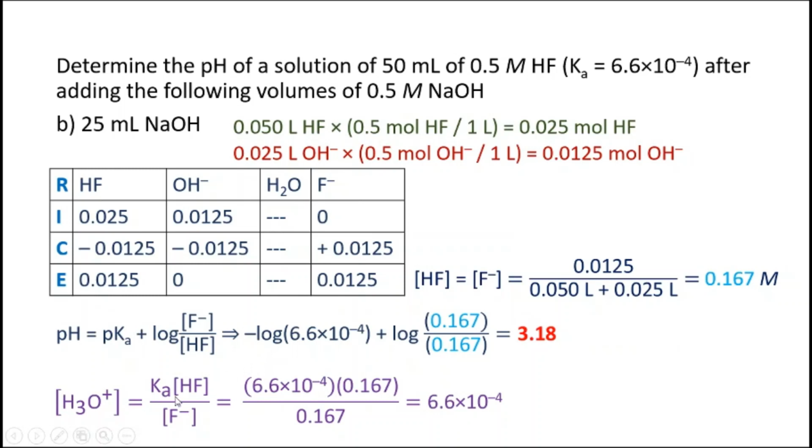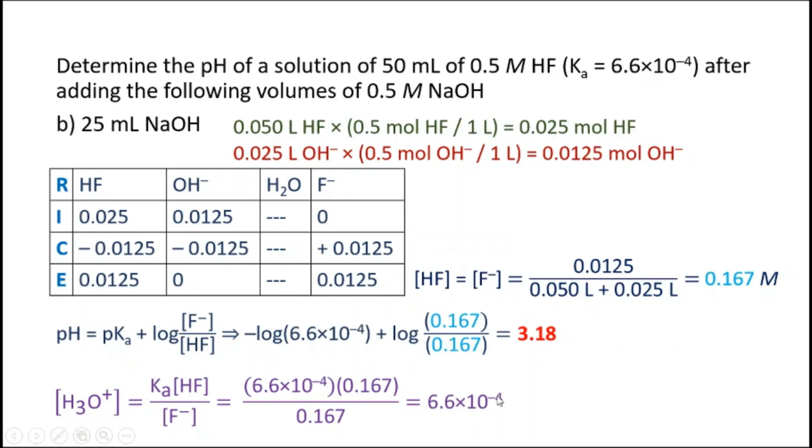So rearranging that equation, you know the concentration of your hydronium ion can equal Ka times HF divided by your F minus. We know Ka, we solve for HF, we solve for our F minus, and so if you solve for this, it ends up with 6.6 times 10 to the negative 4.